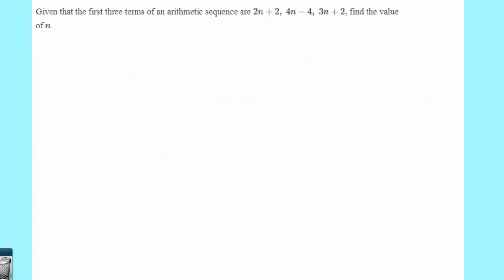Alright, so given that the 3 terms of an arithmetic sequence are 2n plus 2, 4n minus 4, 3n plus 2, find the value of n. Okay, so we know this is an arithmetic sequence. They share that same difference. So let's find out what that is. This is the first term, this is the second term, and that's the third term.